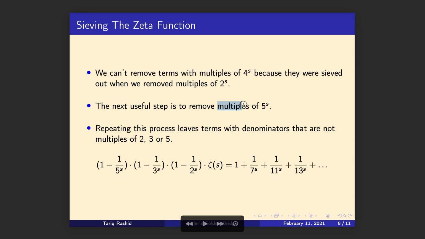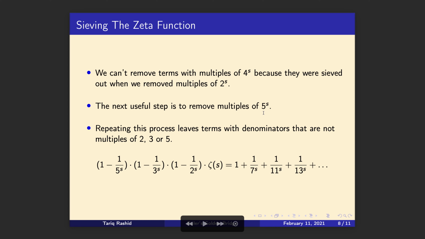So the next useful thing we can do is remove multiples of 5, which is a prime, 4 isn't. And if we do that, we divide that series by 5 to the s and then remove it from the previous one. We end up with this on the left hand side, 1 minus 1 over 2 to the s times 1 minus 1 over 3 to the s, 1 minus 1 over 5 to the s. 2, 3, 5, that looks like prime numbers to me. Equals 1 plus whatever we've got left. Remember, 1 always survives, and the others get progressively chopped out.